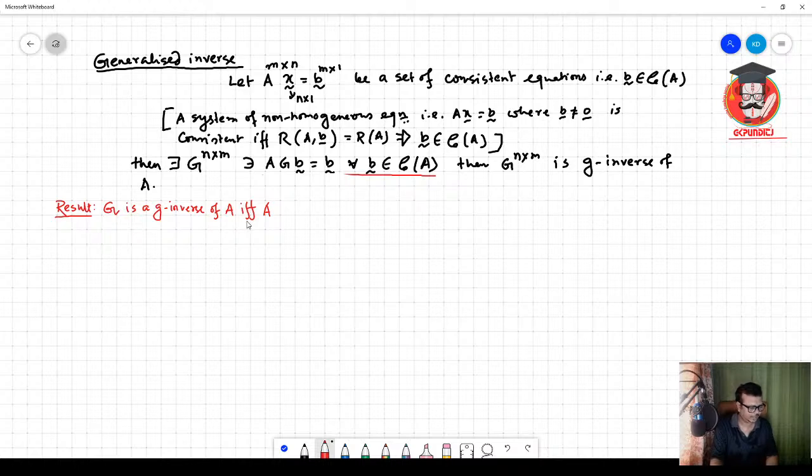G is a g-inverse of A if and only if AG is an idempotent matrix and rank of A equals rank of AG. Proof.